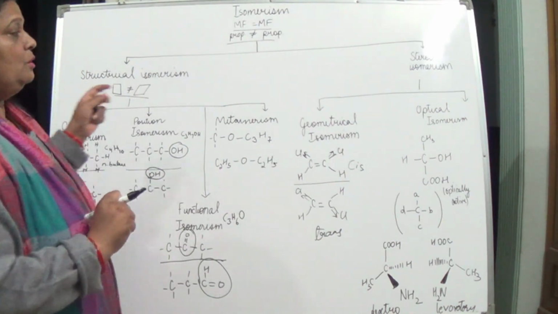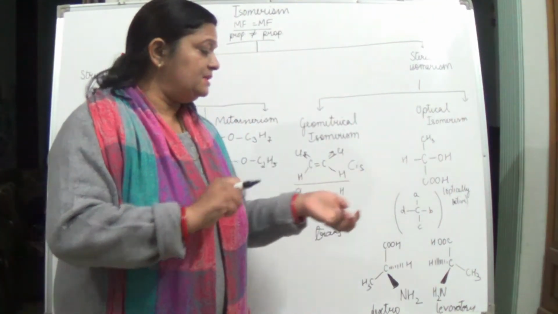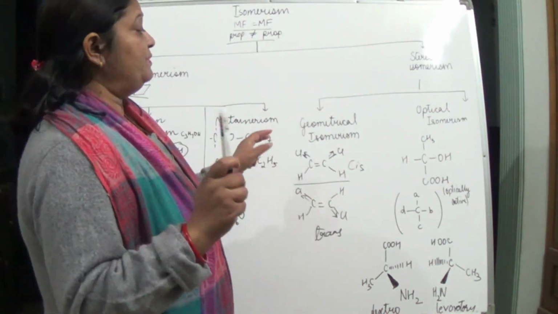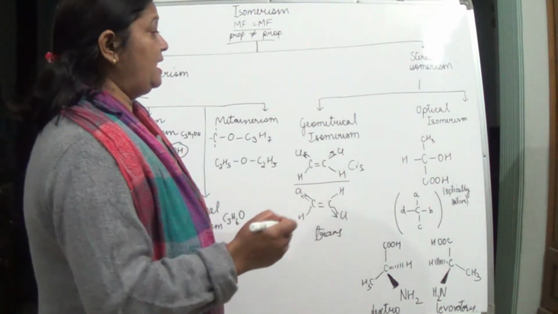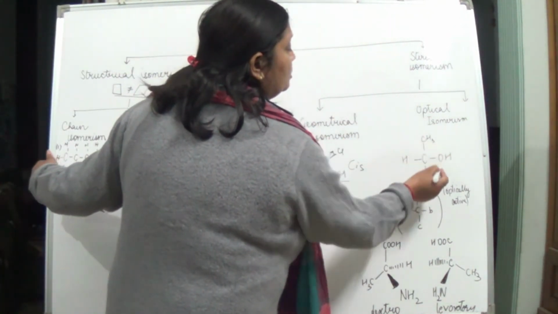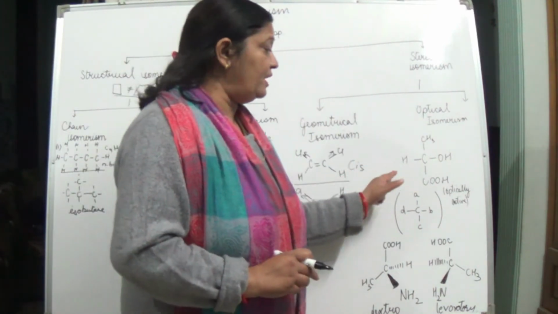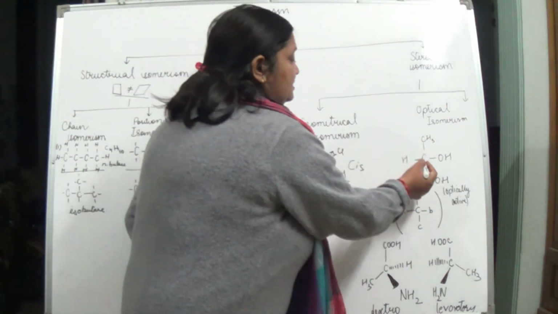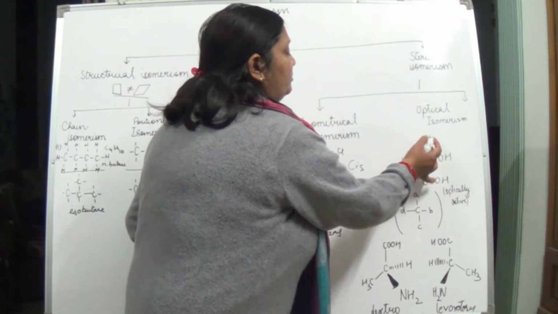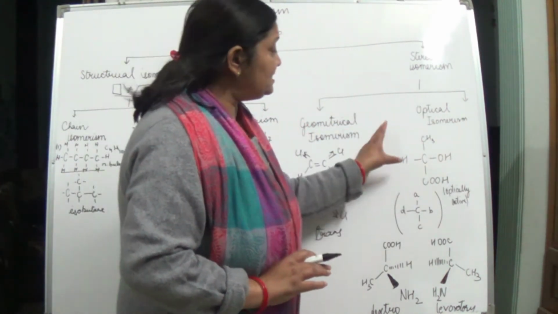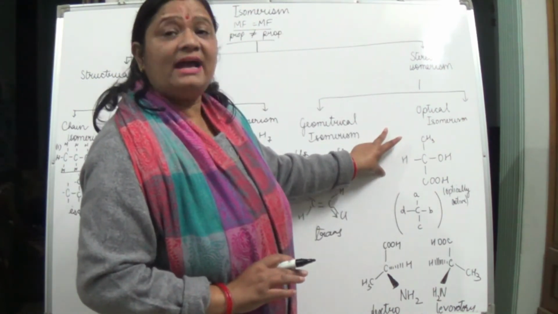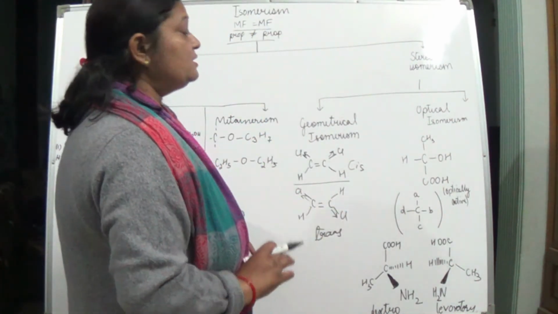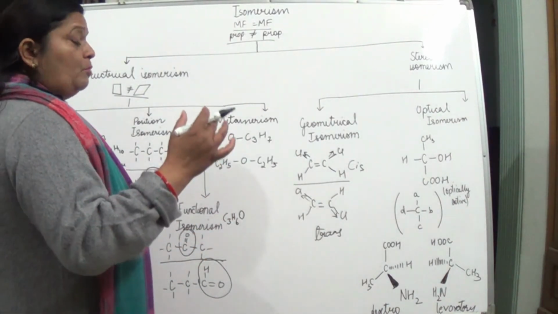Now coming to optical isomerism. See what happens in optical isomerism. Here we see the structure in 3 dimensions. In this, we see that this carbon has different groups, and as it has different groups, it is known as chiral. Here on this carbon you can see a carboxylic group, an alcoholic group, methyl and hydrogen. So this is optically active as it is chiral in nature, consisting of 4 different groups around it.